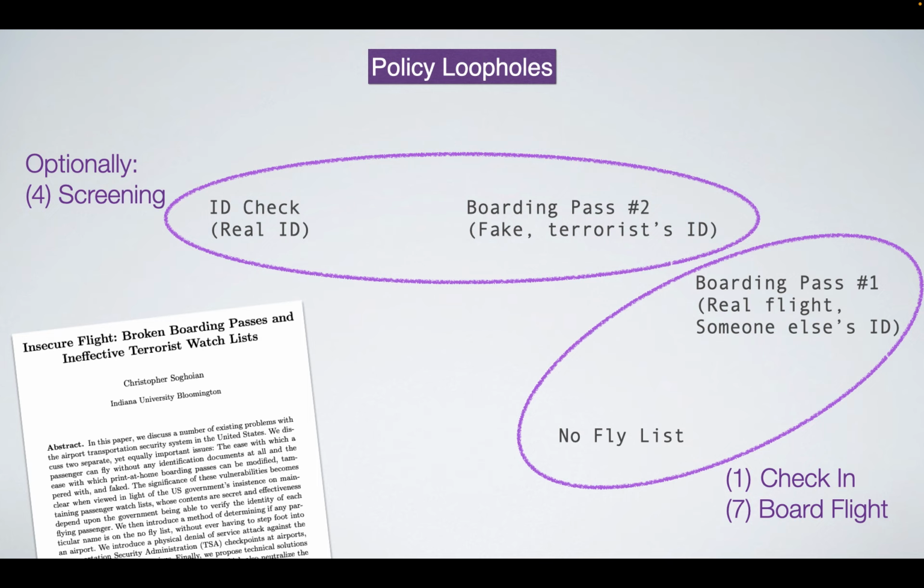So you would show the real boarding pass. Basically when you check in, you would check in under the real boarding pass. And then when you board the flight, you would also show the real boarding pass with the real name of the person that's not on the no-fly list. And if anyone else stops you along the way and says, I want to see your passport and your boarding pass, then you pull out your real passport that has your actual name and your actual face, and you have a fake boarding pass, okay? Nobody's flying under that name.